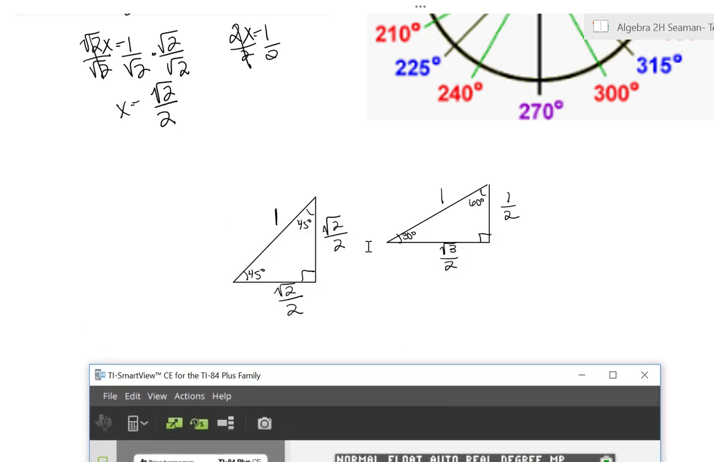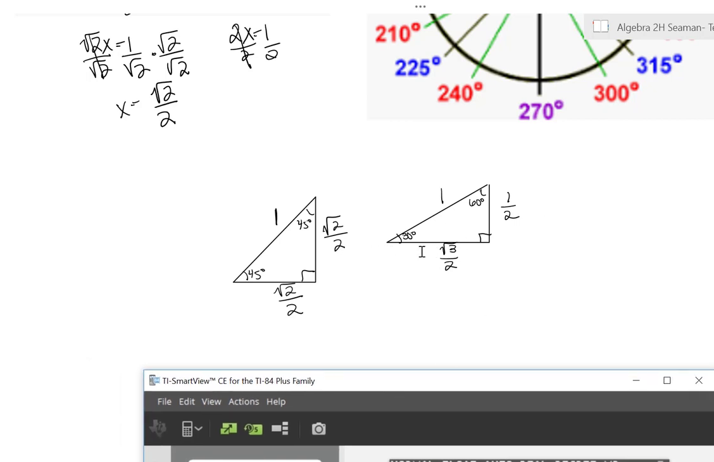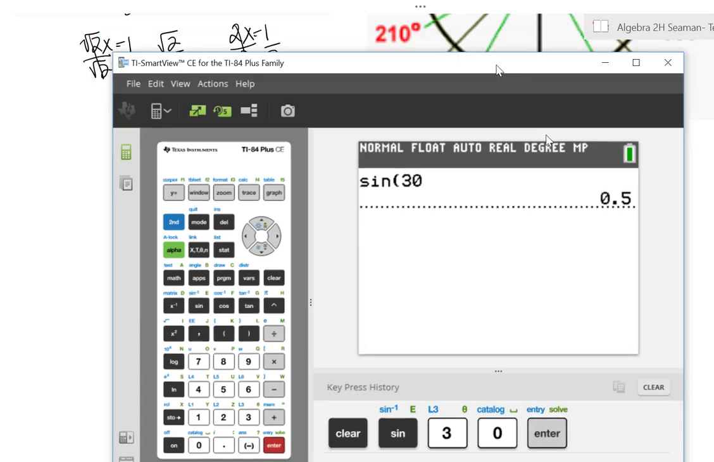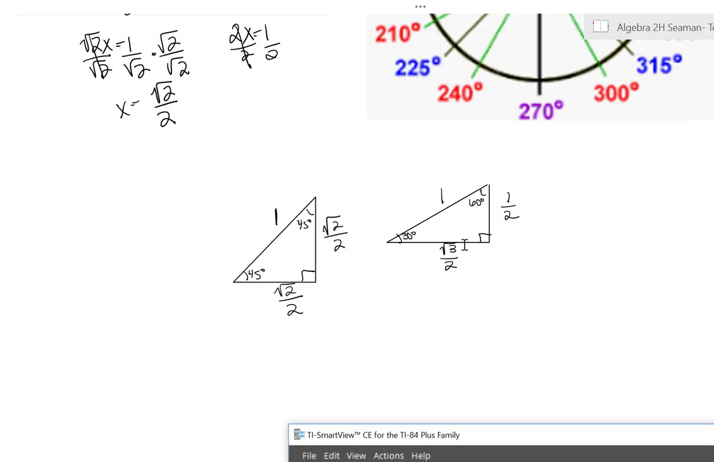Now let's talk about a few things really quick and just make a few connections. I know that sine is going to be opposite over hypotenuse. You remember those SOHCAHTOAs. So when I do sine of 30, you get 0.5, opposite over hypotenuse, which when I go across or opposite of 30, I get 1/2.